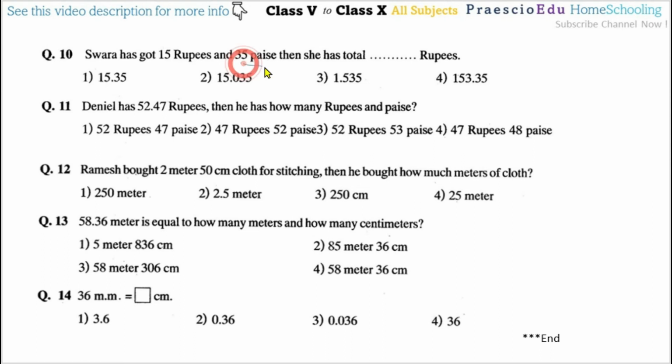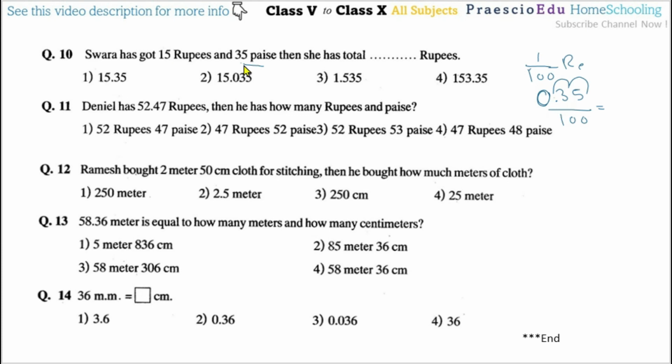So this paise also we have to convert into rupees. As we know, 1 paise is equal to 1 by 100th rupees. So 35 paise we can write as 35 divided by 100 rupees. This means we have to shift the decimal point two places, 1 and then 2, so here the decimal point comes, so 0.35.